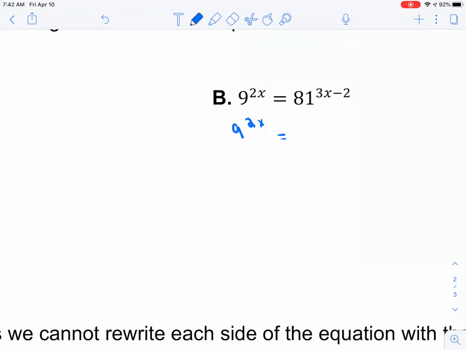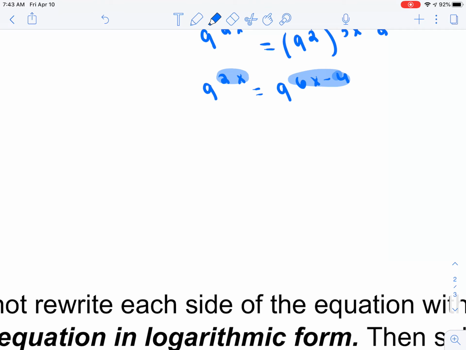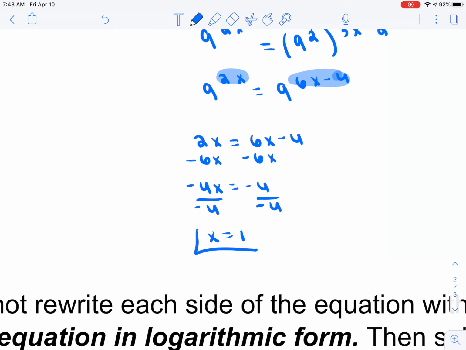So I can leave the left-hand side alone, but I'm going to rewrite that 81 as 9 squared. And then I can distribute and get that 9 to the 2x equaling 9 to the 6x minus 4. And then I can set those exponents equal to each other once I have the same base. Now, some of you might not have used a base of 9. If you kind of worked ahead on this, you might use a base of 3, which would also work. And then dividing by -4, we get x equals 1.